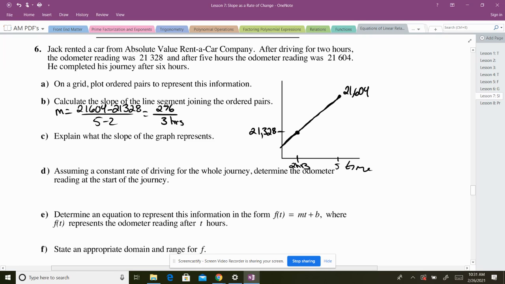and our units are hours and kilometers, I'm assuming. So 276 kilometers divided by 3 hours. We're allowed to use decimals in this unit, which gives us 92 kilometers per hour. What does that represent? How fast they are driving, right? Because it's kilometers per hour. So speed.